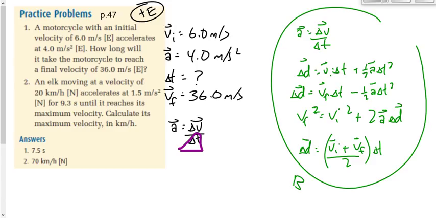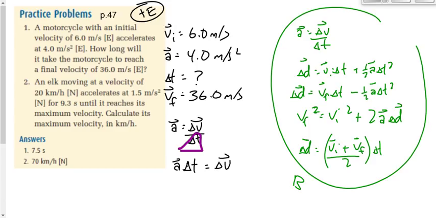We have our 3 rules, right? Get rid of what's not attached, get rid of what is attached, and then get rid of squares and square roots. But before we do our rules, we've got to get it to the top. How do we get t to the top here? Multiply. It's divided, so let's multiply. Let's say a times delta t is equal to delta v.